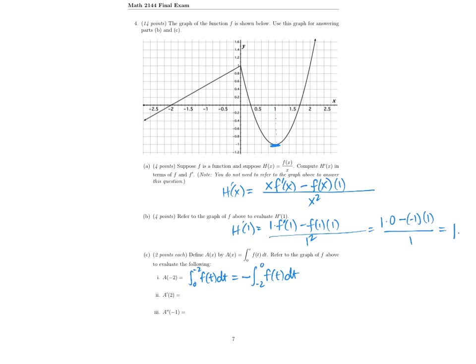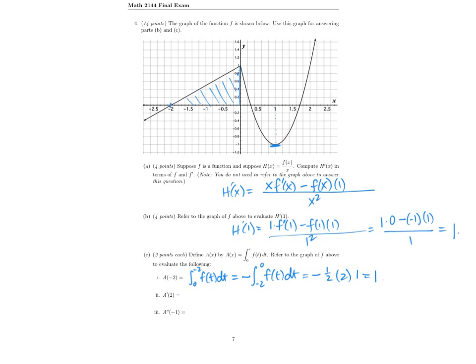And if I look up here at the function f, if I go from negative 2 to 0, I get this triangle here. And the area of that triangle is 1/2 the base, which is 2, times the height, which is 1. So the area under the curve there is going to be 1. But then I have to do the negative since I had to switch the bounds there. So the answer there is 1.